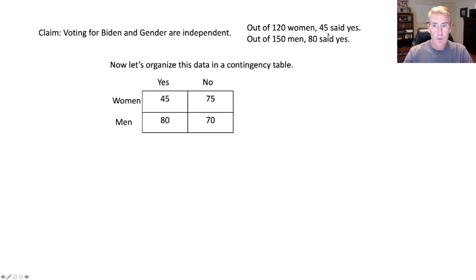Now, these were both yeses. So for women, there was 45 yeses. That's this 45 right here. For the men, 80 yeses. So 80 goes right here. Then I need to subtract. For the men, it would be 150 minus 80, so that's 70. That would be no. And for the women, 120 minus 45 would be 75 that said no. So that's the contingency table. Now what we need to do is put this information in the calculator, which I'm going to show you in this other video. I'll be right back.